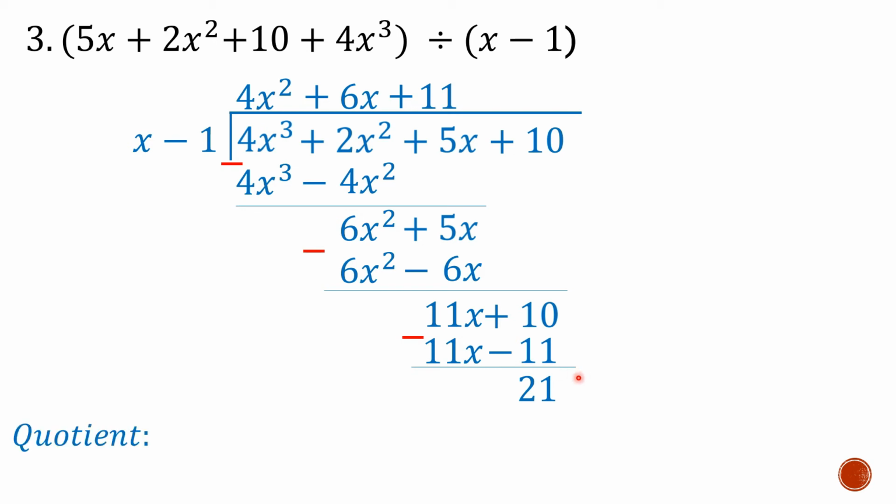So we have it there. Our quotient is 4x squared plus 6x plus 11 with the remainder 21. So we will write it as 4x squared plus 6x plus 11 plus 21 over x minus 1.